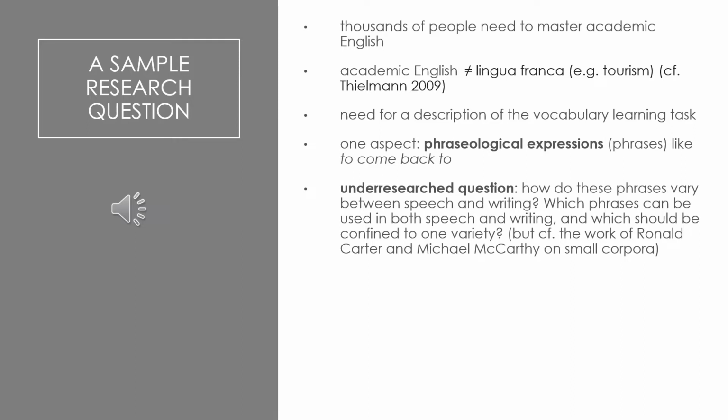And it would be helpful for the academic community to have a clear description of the vocabulary learning task that's involved. An important part of that learning task is learning the typical rhetorical moves that academic speakers and academic writers use to make their texts or talks flow smoothly. So, for example, a speaker might use a phrase like "to come back to" to return to a previous point. Or "here's a quote from" to introduce a quotation, where a writer might prefer something more formal.